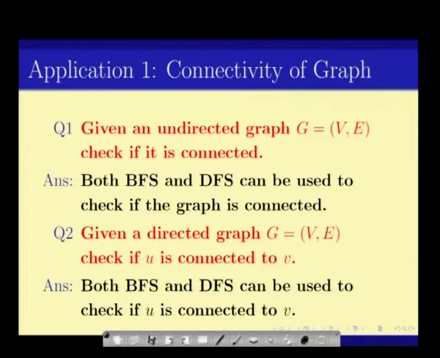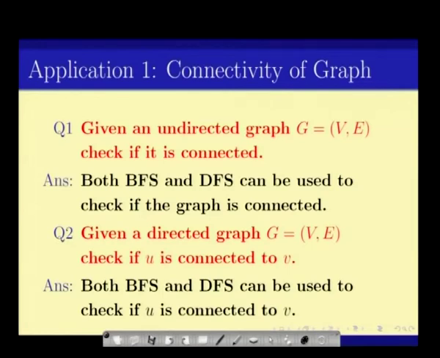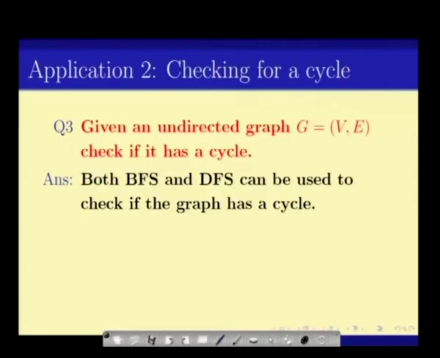In the case of a directed graph also, if you want to check whether U is connected to V, the same idea works. You start either BFS or DFS from U. So, use U as the root and start, and then if you reach V at some point of time, that will imply that V is reachable from U. If you do not reach V, then V is not reachable from U. The idea is that if you start from a vertex, DFS and BFS will make you reach all the reachable vertices from the root.